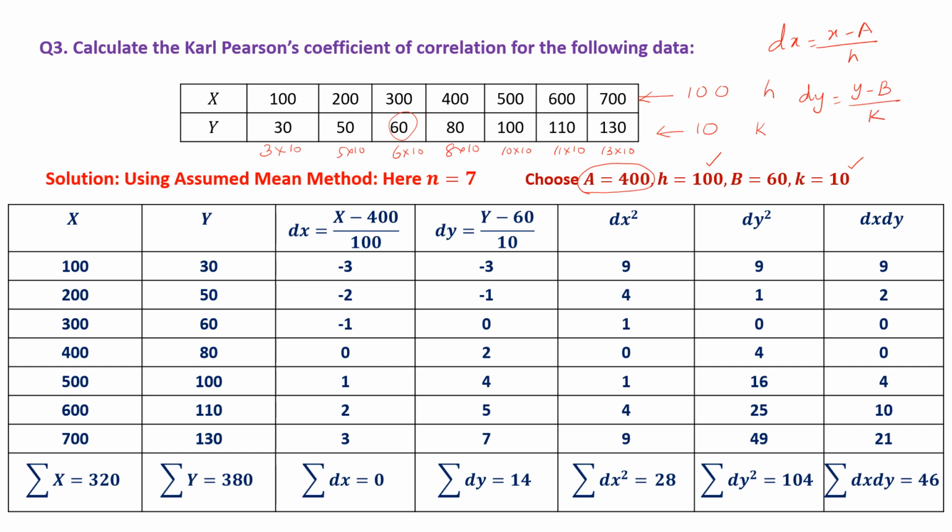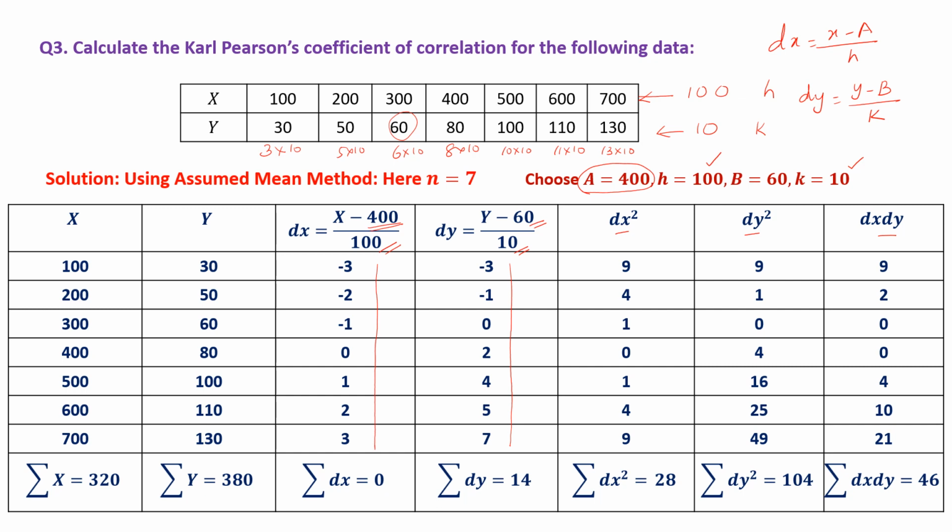So dx is x minus a, which is 400, h is 100, dy is y minus b, which is 60, and k is 10. So you see the values are simplified drastically, which is now easier to handle. Now we are going to take the square of dx, square of dy, and multiply dx and dy, thereby getting all the summation values, the tabular values, and now we are ready for the direct substitution in the formula.